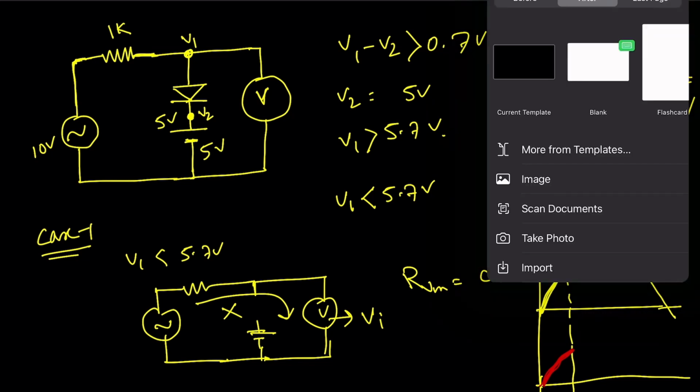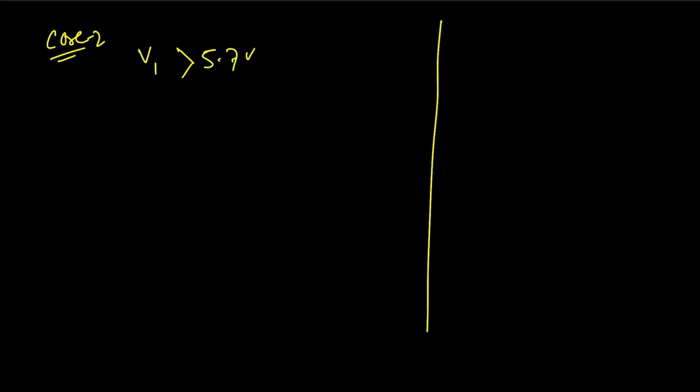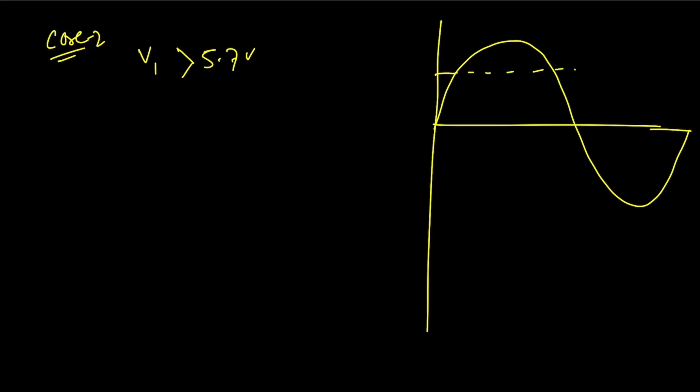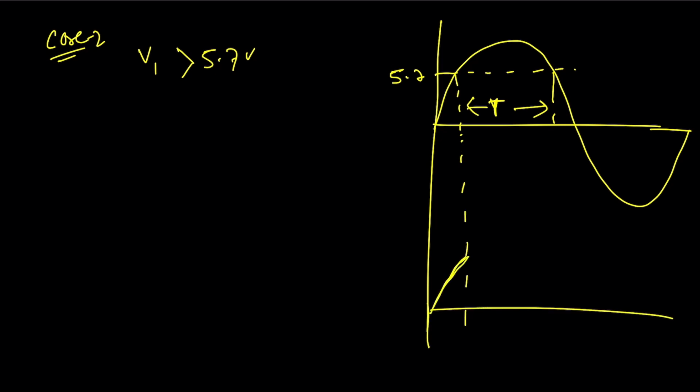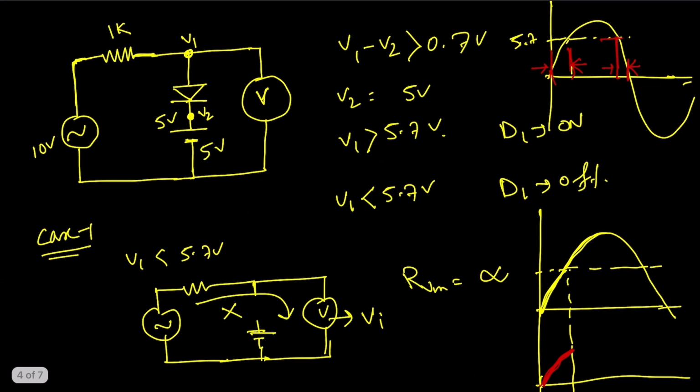Now let's go to case 2. Case 2 means when the voltage V1 is greater than 5.7 volt. If this is a sine wave and this is 5.7 volt, then we are talking about this particular time when the input voltage is greater than 5.7 volt. For the earlier time we already got the output same as the input. Now when the diode is turned on, it will act as a voltage source of 0.7 volt. So how will the circuit look?